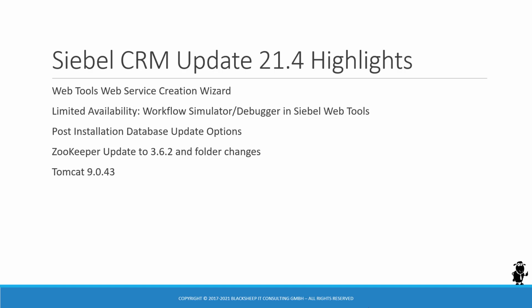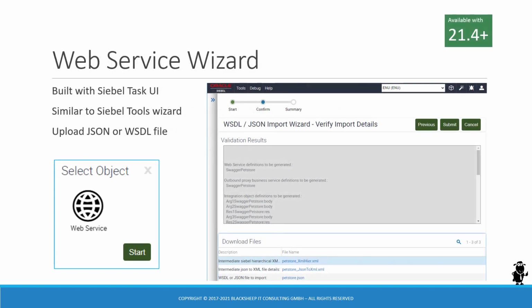Also, an update has been made to the post-installation database update. There is a new option there, so we take a look at that. And Zookeeper gets an update to 3.6.2, and that update comes with several files and folder name changes that are quite significant. And there is a new Tomcat version 9.0.4.3. So let's dive into the details a little bit.